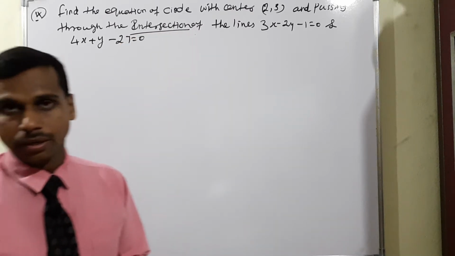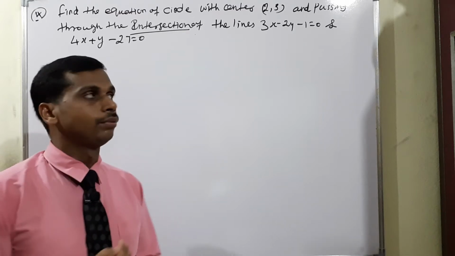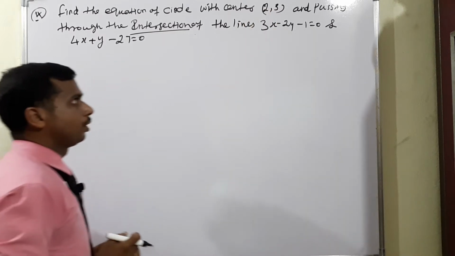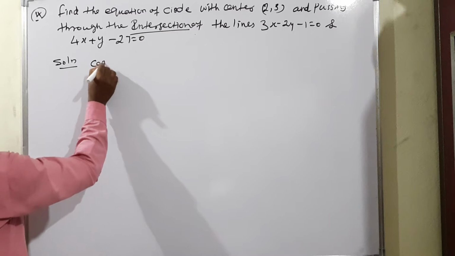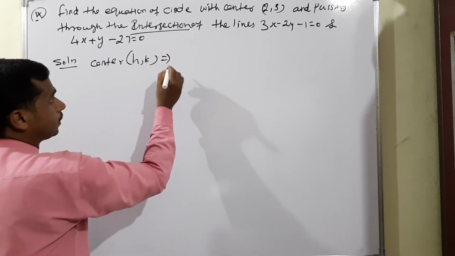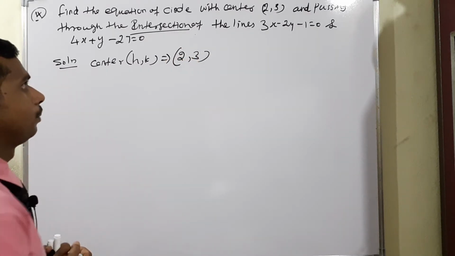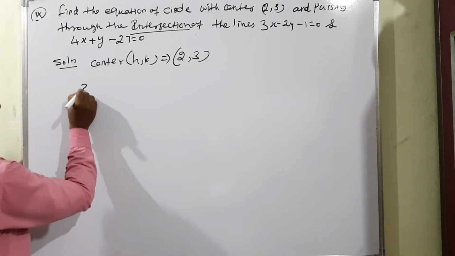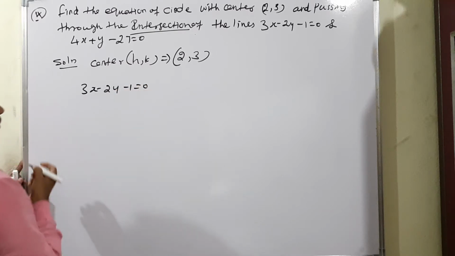Intersection means you have to apply the elimination method. If you apply it, you will get the point P, because the center we already know. What is the center? Solution: the center is given, called (h, k), so we have (2, 3). Then for the intersection point, the first equation is 3x minus 2y minus 1 is equal to 0.